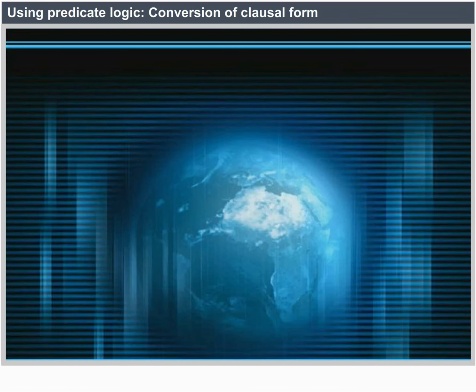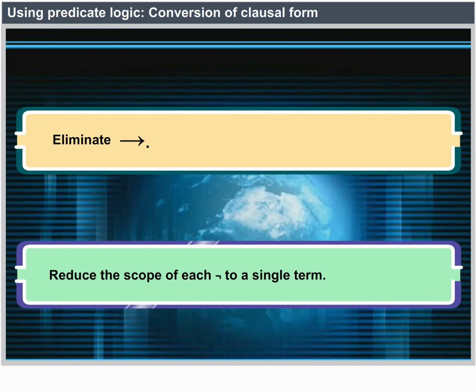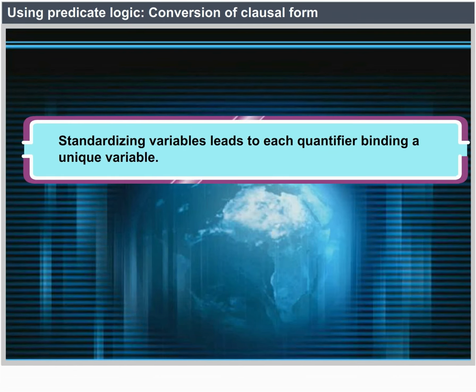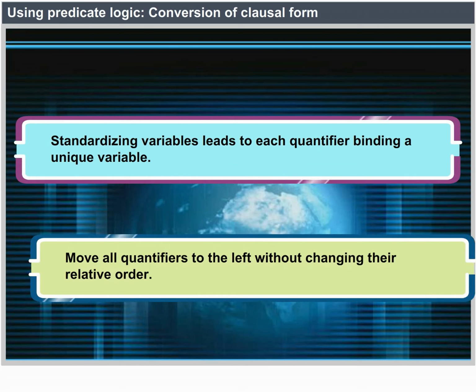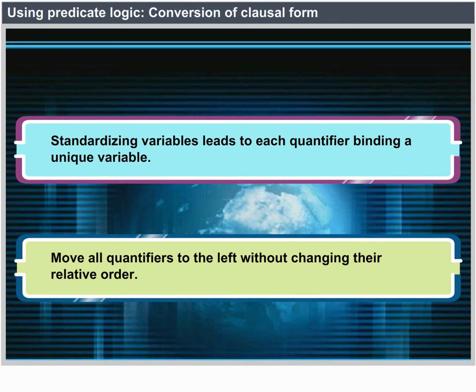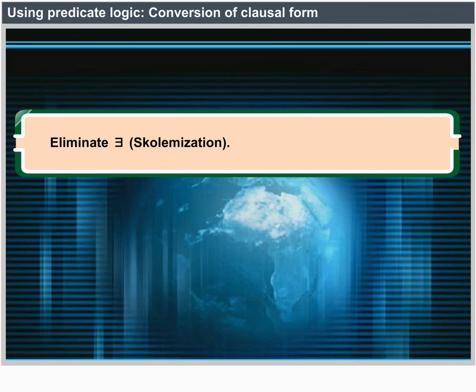Using predicate logic: conversion to clausal form. Eliminate implies. Reduce the scope of each not to a single term. Standardizing variables leads to each quantifier binding a unique variable. Move all quantifiers to the left without changing their relative order. Eliminate there exists: Skolemization. Drop for all.